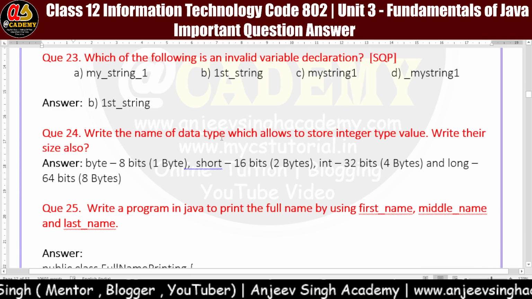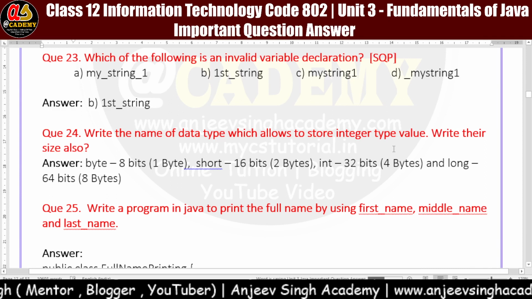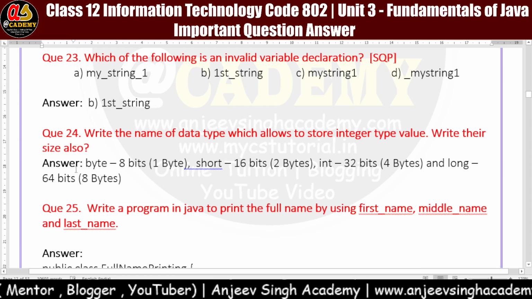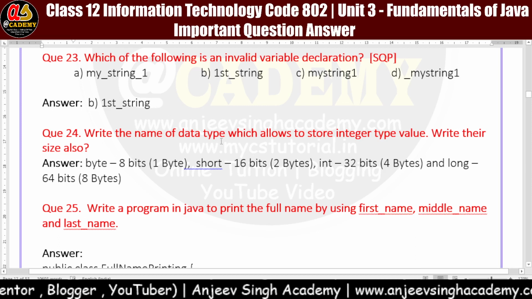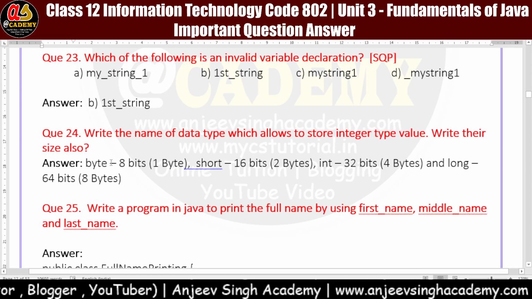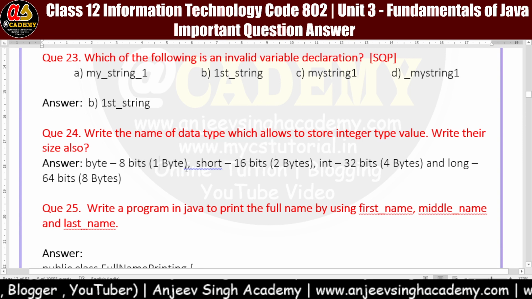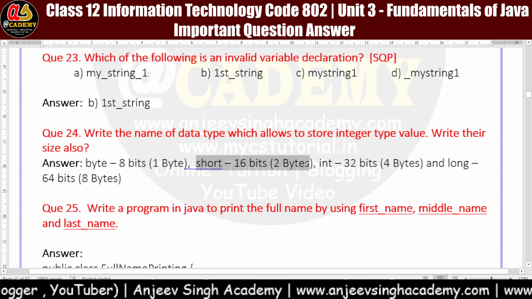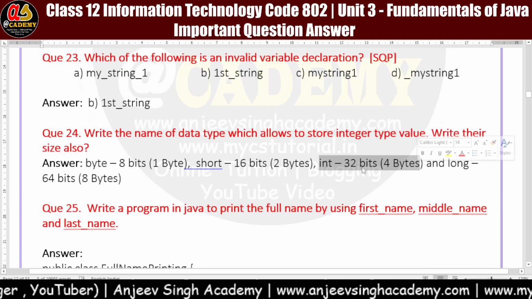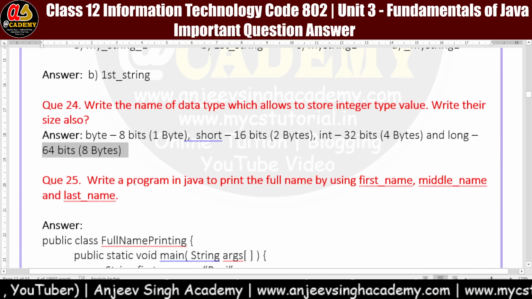Write the name of the data types which allow storing integer type values, with their size also. So byte, you can use the byte. Its size is 1 byte. Short, its size is 2 bytes, 16 bits. Int, 4 bytes, 32 bits. Long, 64 bits, and size is 8 bytes.